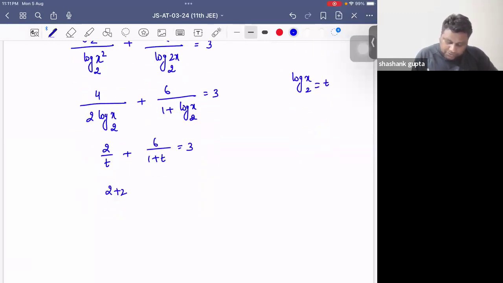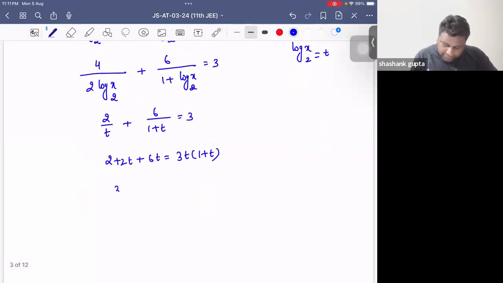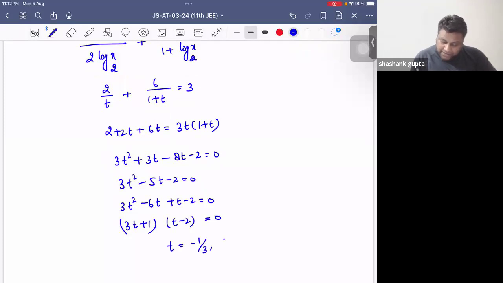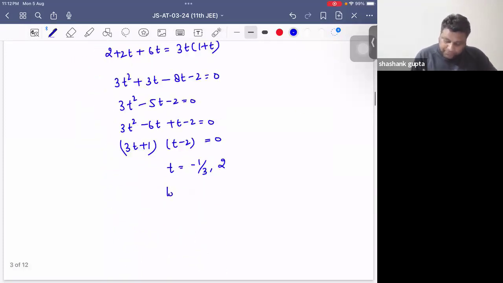So it is 2 plus 2t plus 6t equals 3t into 1 plus t. Just LCM and cross multiplication. So it will become 3t square plus 3t minus 8t minus 2 equals 0. 3t square minus 5t minus 2 equals 0. If you factorize it, 3t square minus 6t plus t minus 2 equals 0. It will be 3t plus 1 into t minus 2 equals 0. So the value of t came minus 1 by 3 and 2, meaning log x base 2 came minus 1 by 3, comma 2.